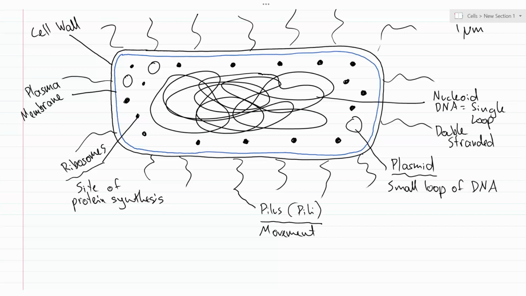So overall, you can see that prokaryotic cells are relatively simple. They are the simplest of the two main categories of cells, being prokaryotic and eukaryotic cells. They are quite small, which gives them a really good surface area to volume ratio for exchanging materials. And they are overall quite simple in comparison to their eukaryotic counterparts.